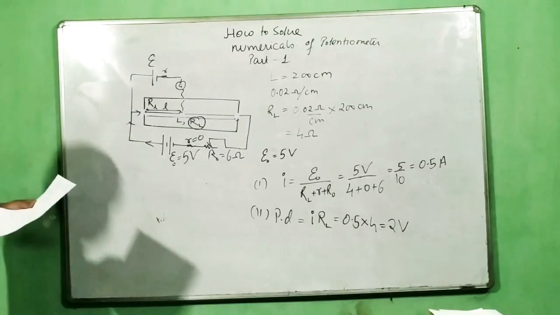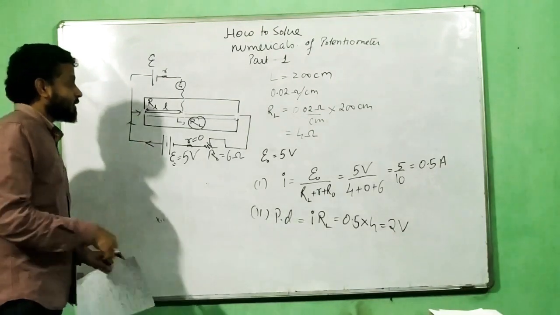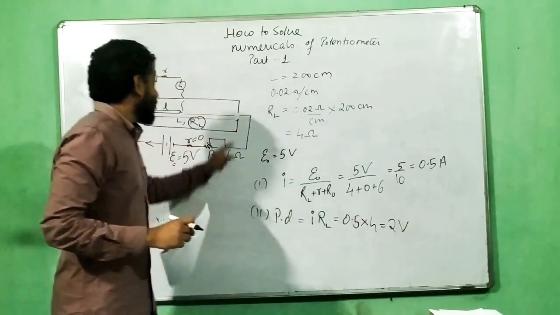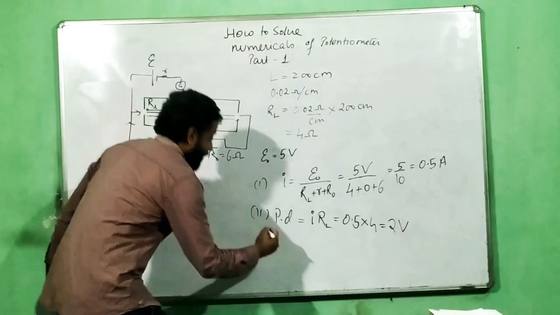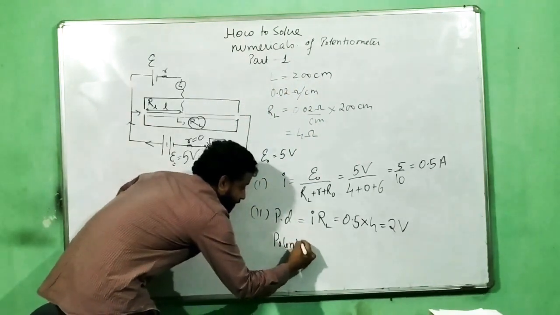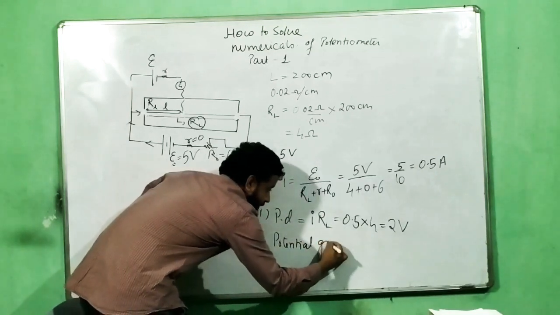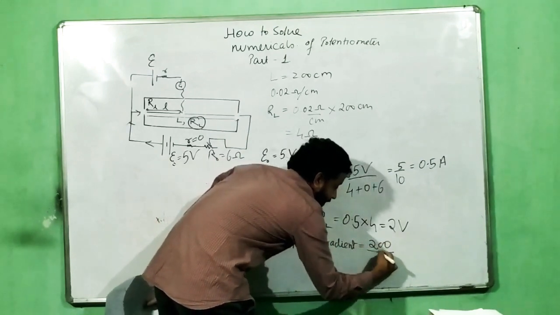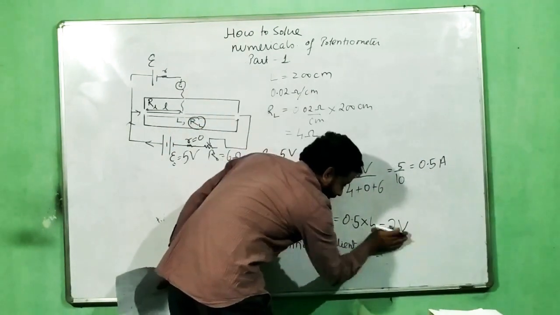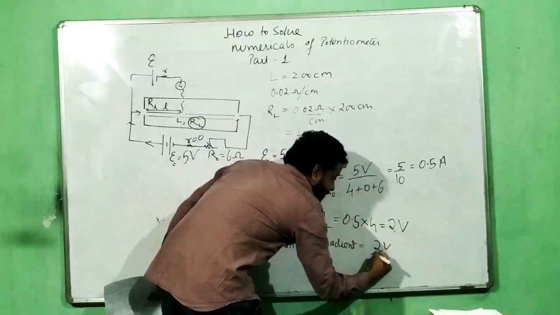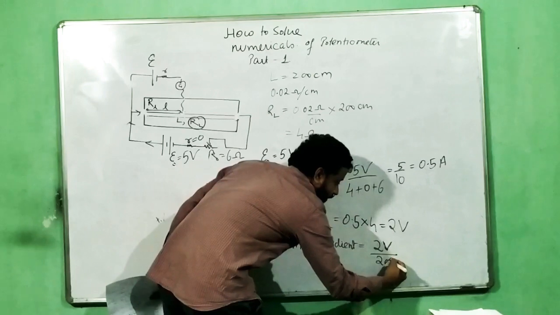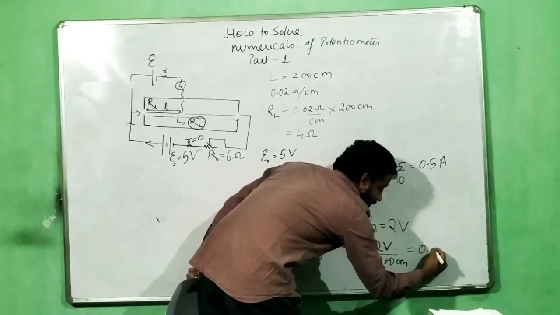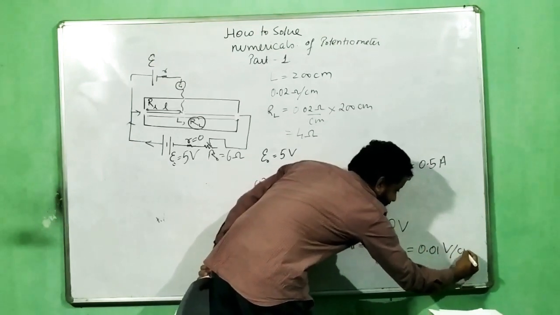And the question continues. And then find the potential gradient. And what is the potential gradient now? I got the potential. Potential is 2 volt over how much length? Over a length of 200 centimeter. So potential gradient will be equal to 2 volt divided by 200 centimeter, and that is equal to 0.01 volt per centimeter.